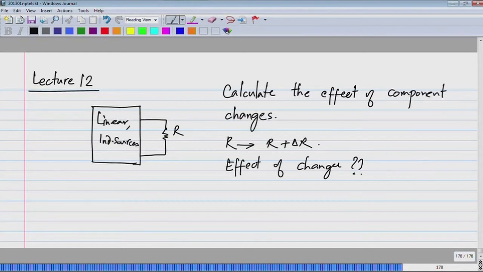With a new value of the component, it is just a new circuit and we could repeat the circuit analysis, but we would try not to do that and try to calculate the effect of changes without having to go through the circuit analysis all over again. Now instead of resistance, it could be a voltage source or a current source also. In that case, it's easier, and with resistance, it's slightly more complicated.